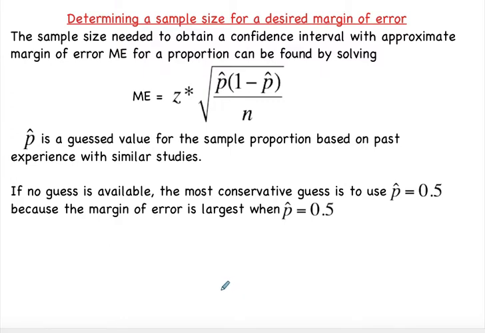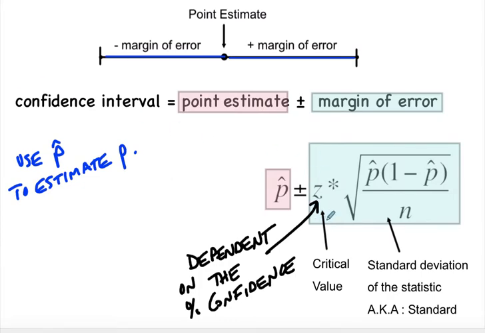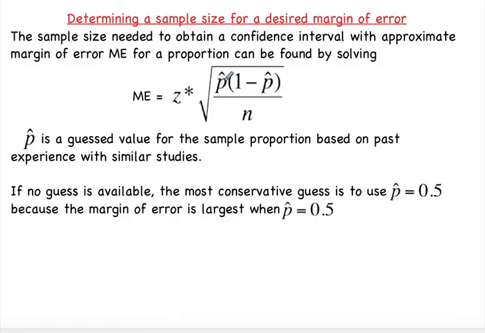Now you're also going to have some problems, and this is going to look familiar, where we want to have a small margin of error. So we need to figure out what sample size we should take so that our margin of error is small. The sample size needed to obtain a confidence interval with approximate margin of error can be found by solving this. Again, remember our formula from before. Margin of error is all of this, the z star and the standard deviation part. So here's our margin of error formula. Now we are trying to figure out the sample size, so we want to find n.